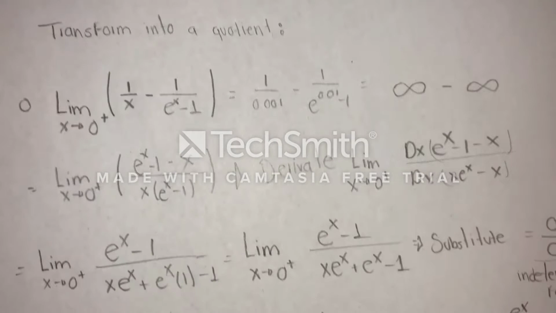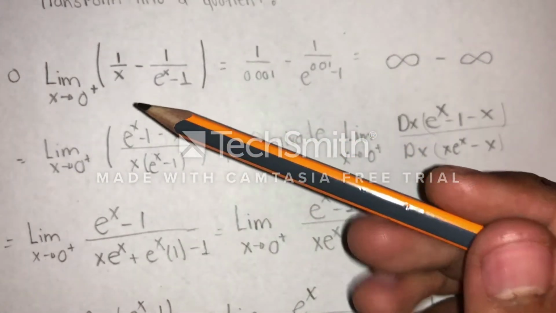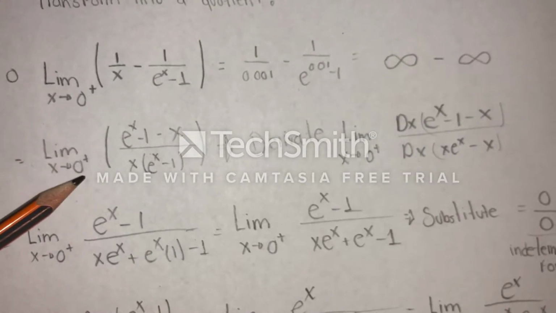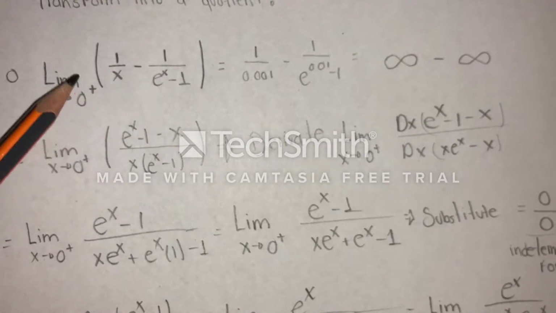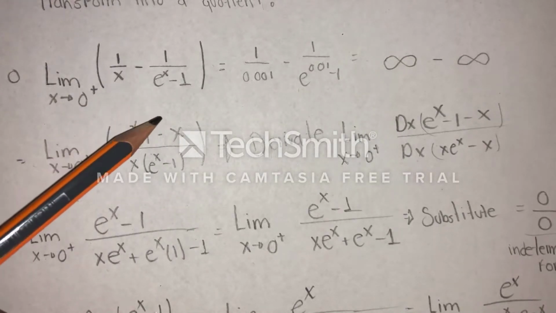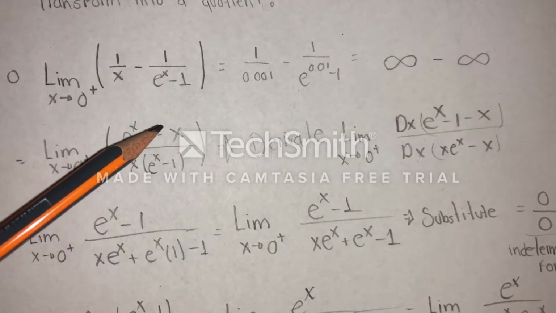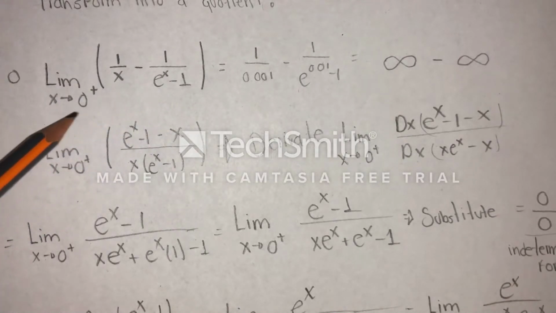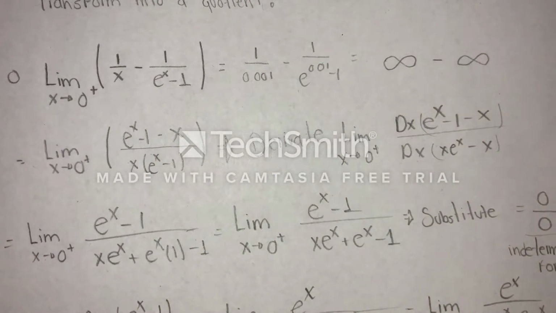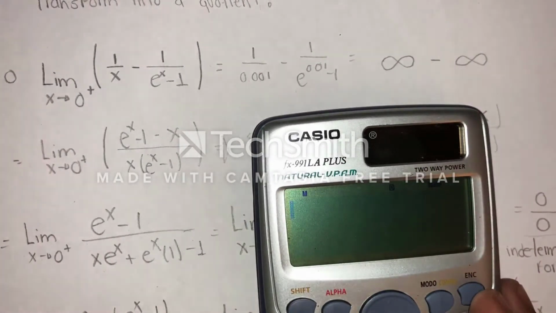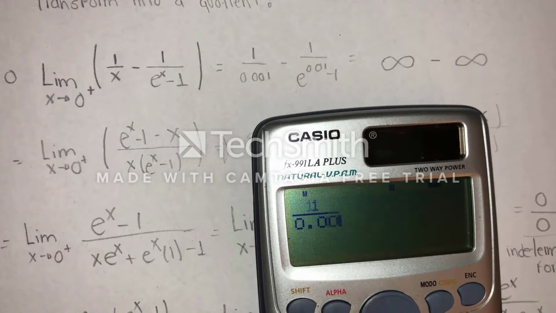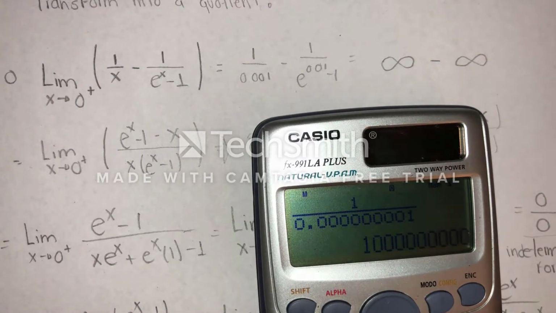Let's see this example. The limit when x approaches 0 from the right of 1 over x minus 1 over e to the x minus 1. There are two ways of evaluating this limit. One is by putting into the calculator numbers close to 0, for example 1 over 0.000001, and we see that if we increase the number of zeros, the result is going to be bigger.